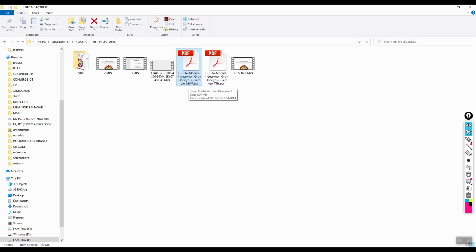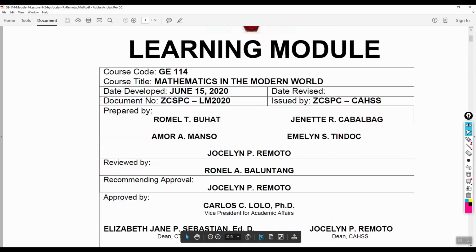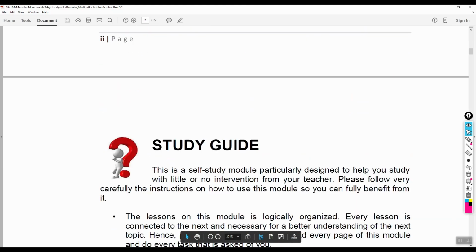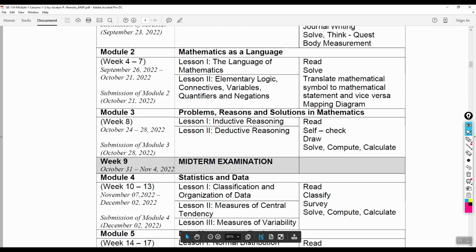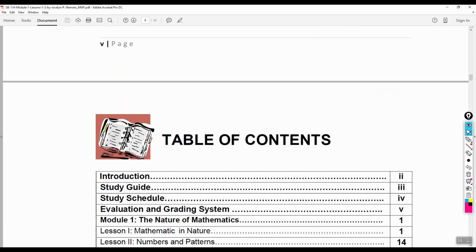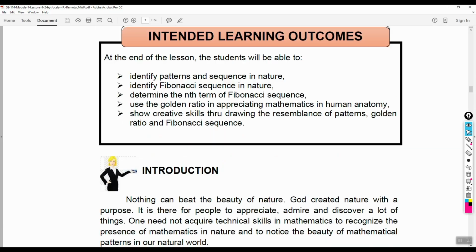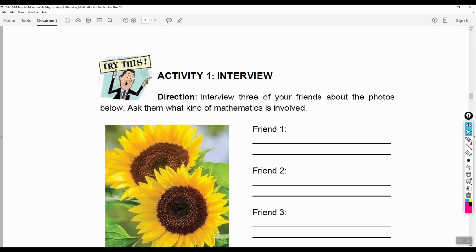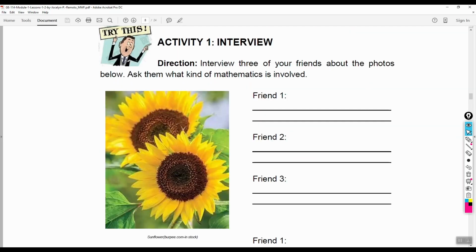and for Monday, Wednesday, Friday class, you have GE 114. So the first activity that you're going to answer is actually on page, where is it? This one. So for PDF file, this is not editable. All you need to do is to convert this first to document file. So how? I will show it now.